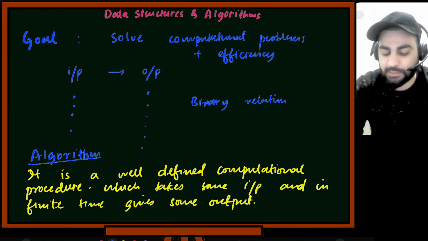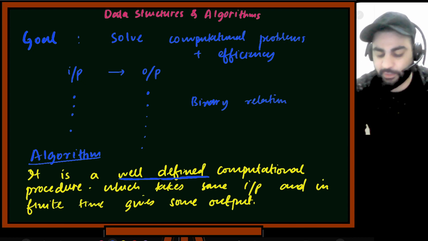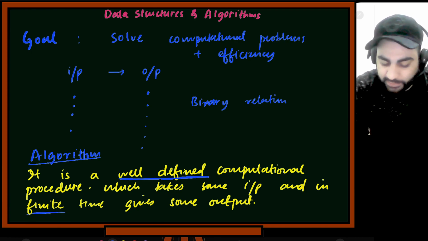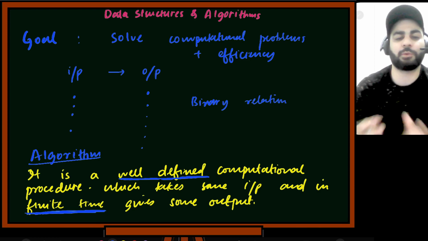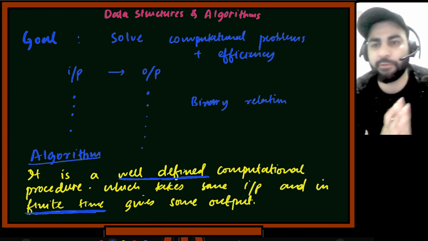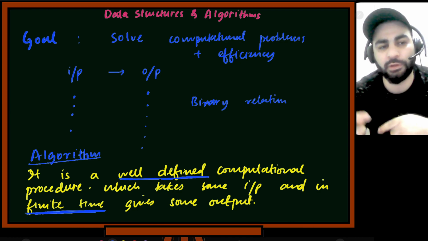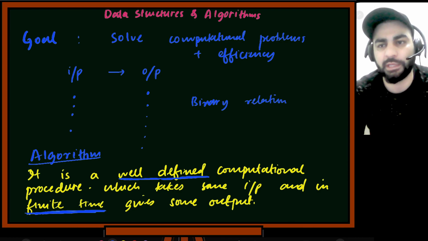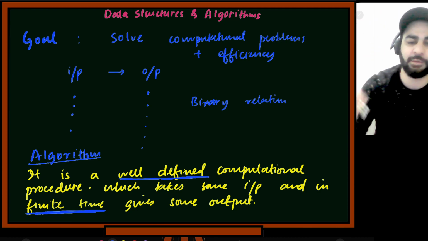I just underlined some of these things. The first thing is that it is a well-defined procedure. The second thing is that it takes finite time. If you ask me what an algorithm means, it means that if you give me some input, within a finite time I should be able to give a correct output. That I call an algorithm. So there will be a stepwise procedure.